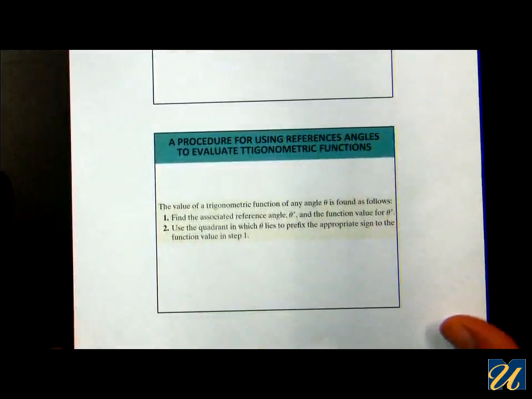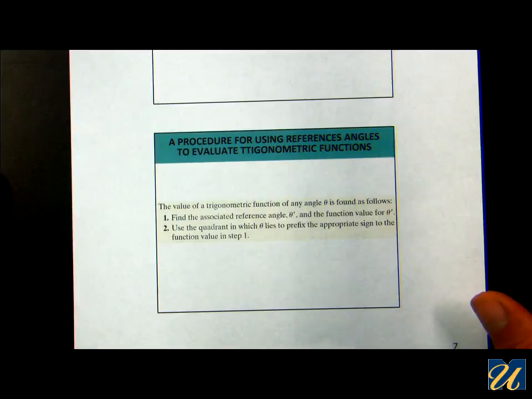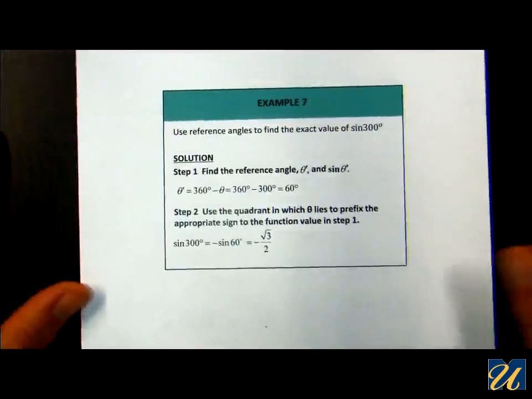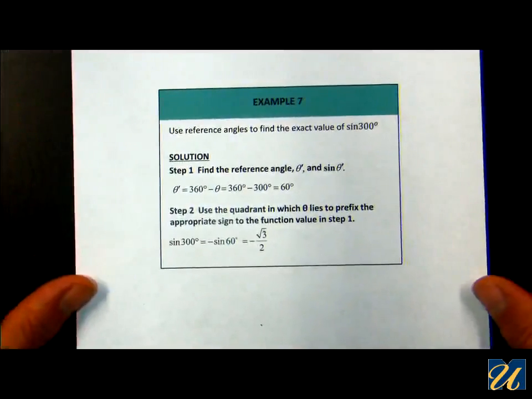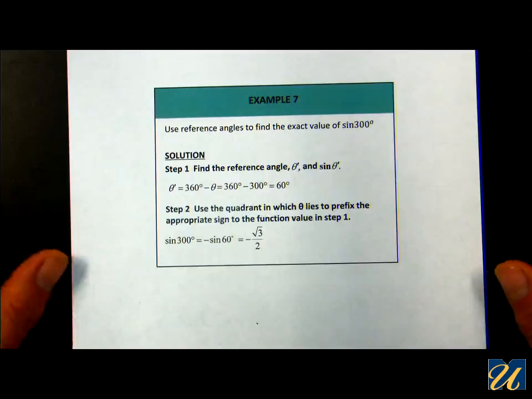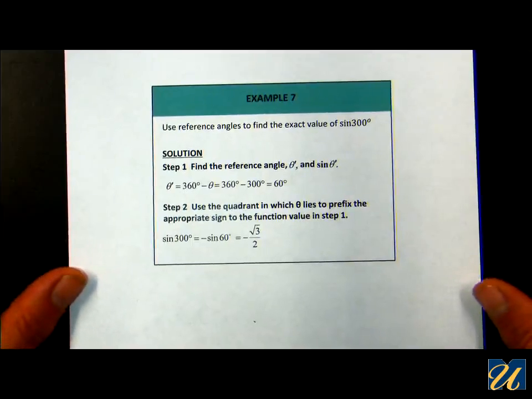It's saying more of the same here. Find the associated reference angle and find the trig value and then adjust it for the plus or minus sign. Putting this into practice is always the best way to proceed. So here we have example 7. Let's use reference angles to find the exact value of sine 300 degrees.